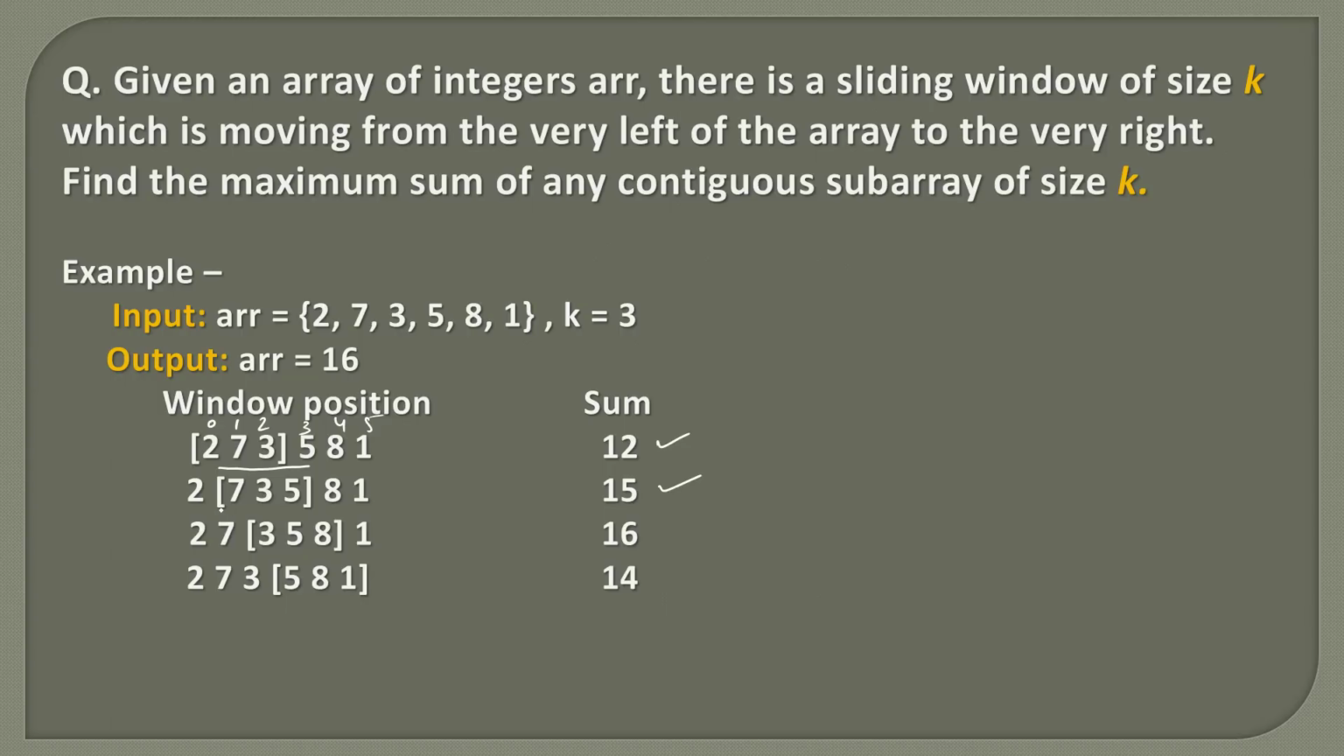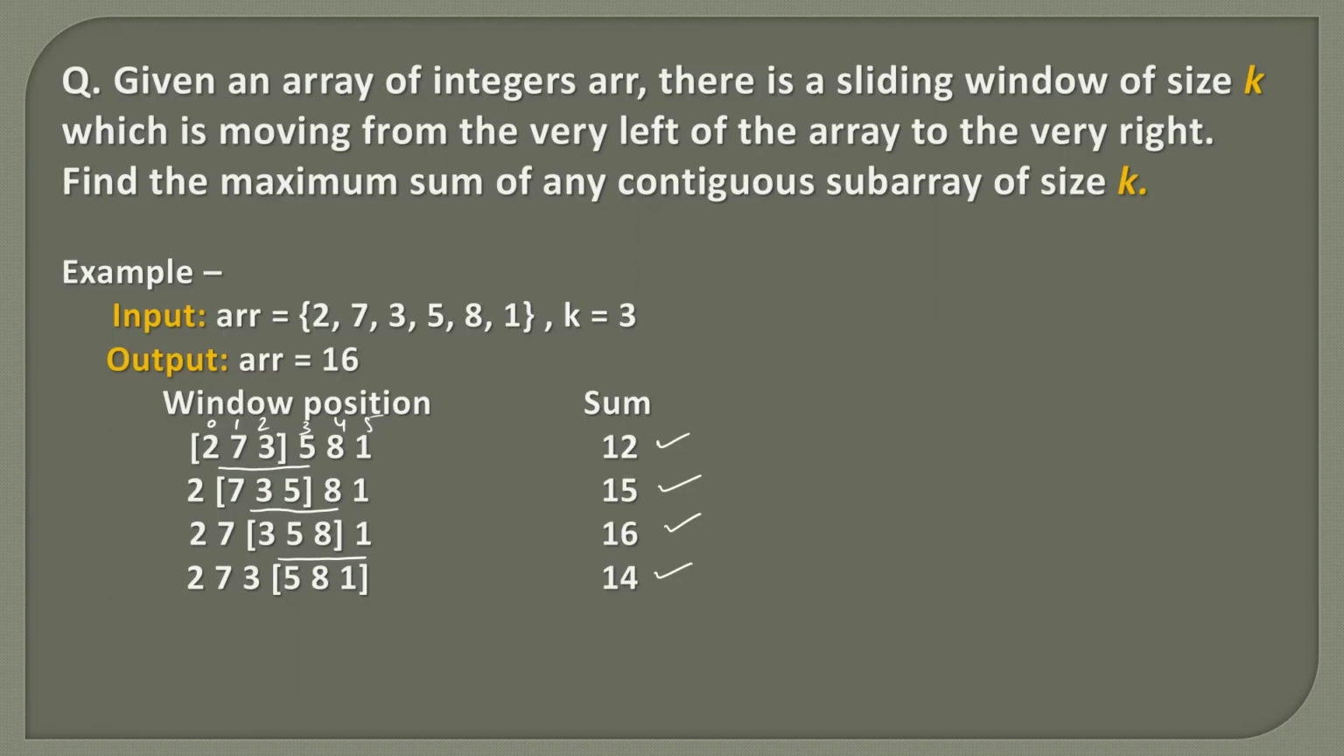Then we move the sliding window ahead by 1 position. So 7 goes out of the sliding window and 8 comes in. So now this is our sliding window. If we sum these 3 elements, we get 16. And at the end, the sliding window moves by 1 position and reaches the end of the array, and this is our sliding window. If we sum the 3 elements, the sum is 14.